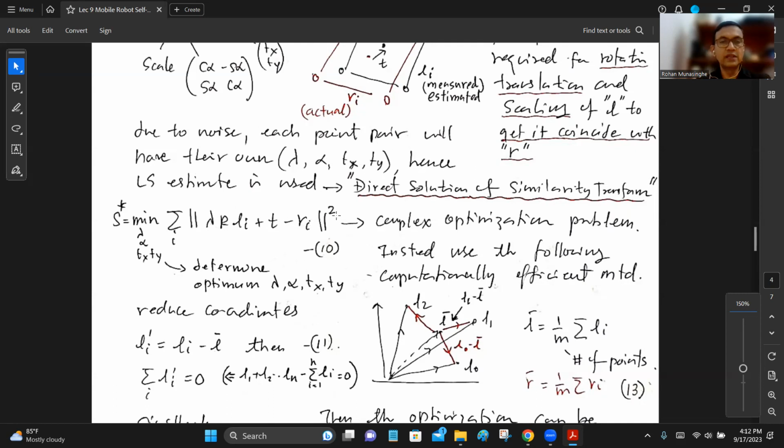You get the square of that. So for all of the individual pairs in the set, you have to do this and add them together. So this is a summation, right? And then you have to minimize it with respect to lambda, r, and t. T means tx and ty, right? This is your optimization process using least squares, and the direct solution using the least square estimate in this format is very complex. It's very complex. But least square is all right.